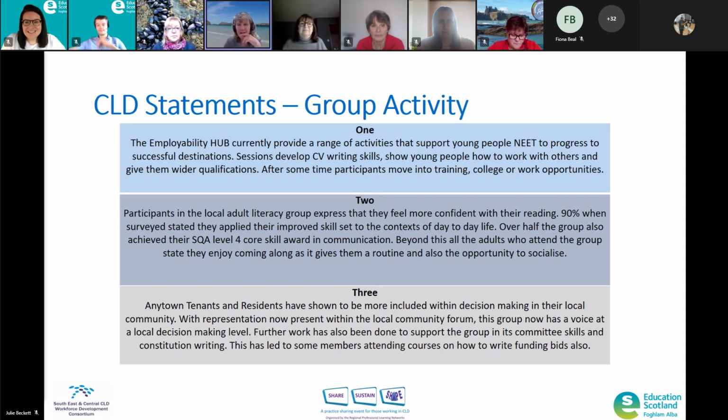Well, I've fallen victim to what Jamie was warning us about earlier about overclaiming. We perhaps didn't quite have that paragraph ready, but we looked at number 2, so the adult literacy group.